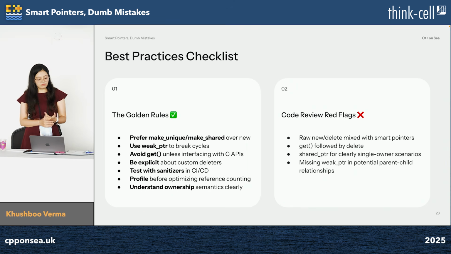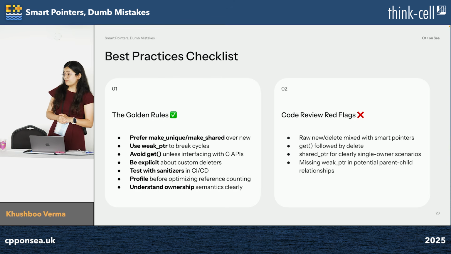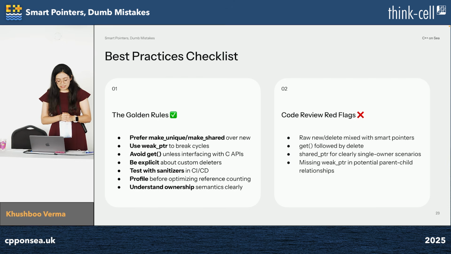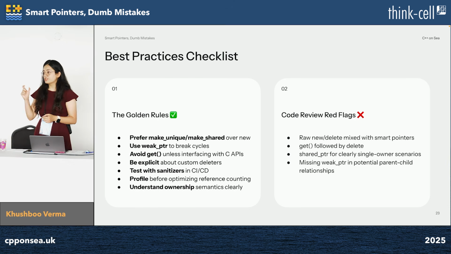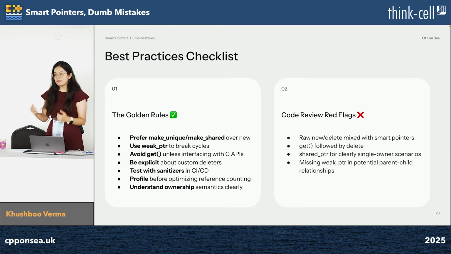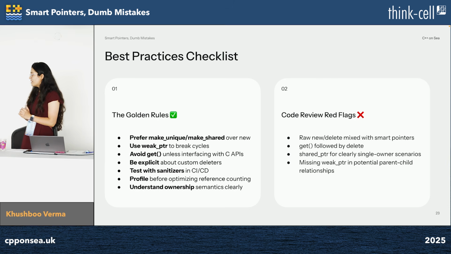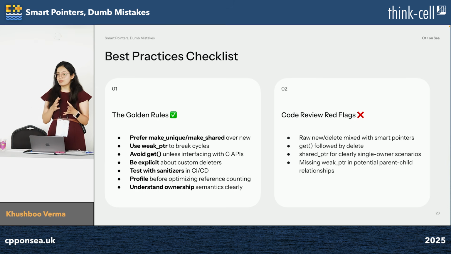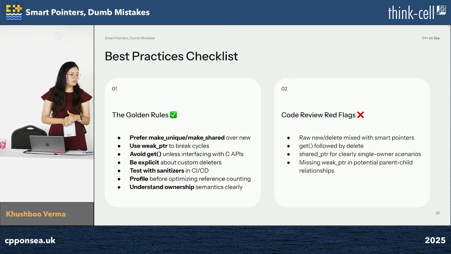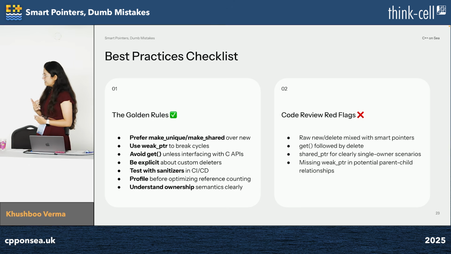But if I have to summarize the best practices that I also keep in mind, and you all can also keep in mind, it is to always prefer make_unique or make_shared over the new keyword or the delete keyword, because these are implemented to make sure that the common mistakes do not happen. And as a developer, you do not need to manually handle all the things that happen behind the scenes. And whenever you are using shared pointers, try to use weak pointers to break cycles, to ensure that no deadlocks happen, no cyclic dependencies happen.